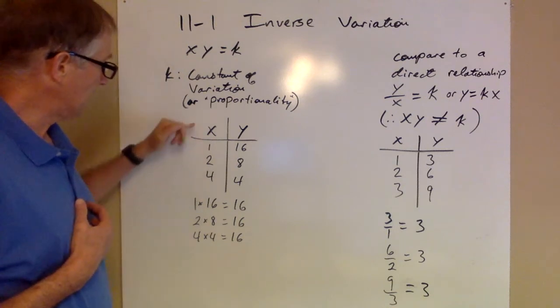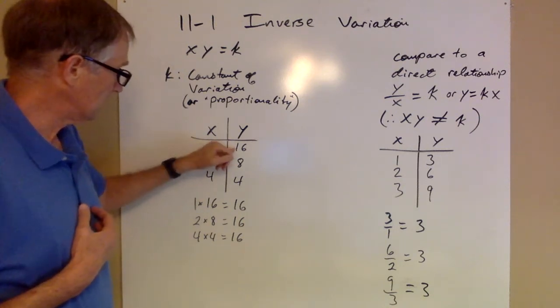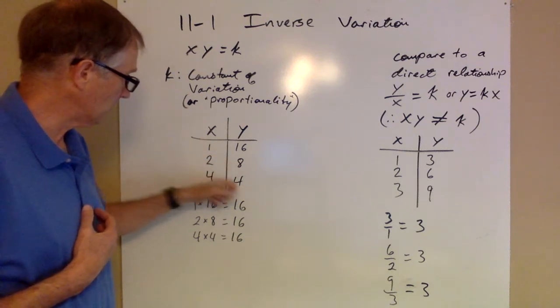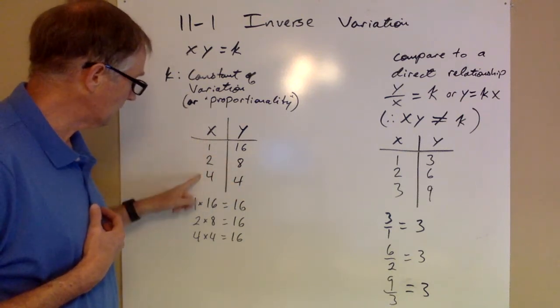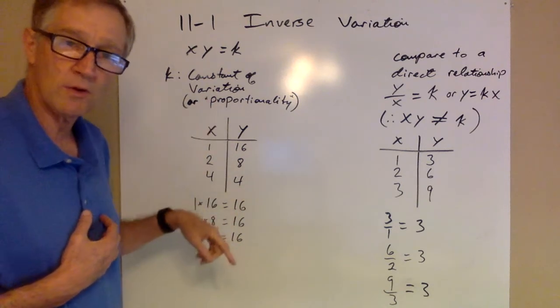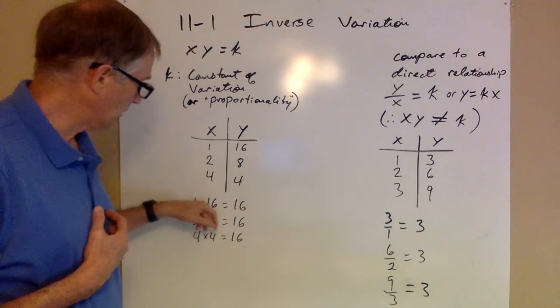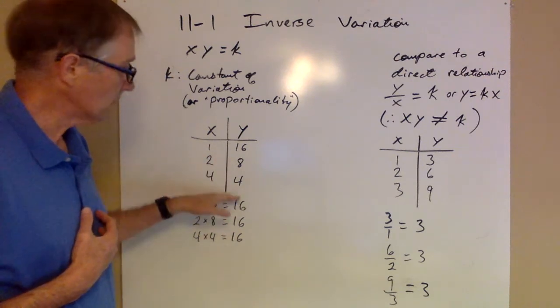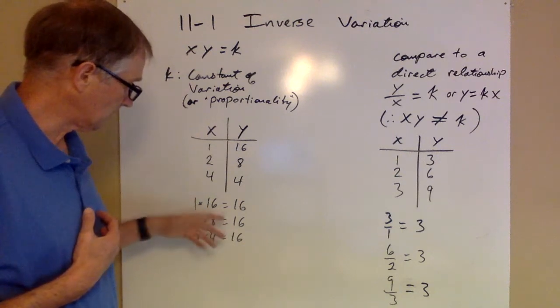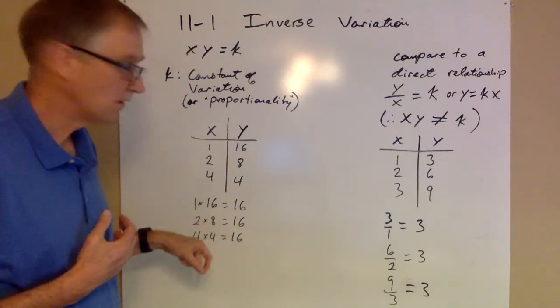So for example, if I have x equal to 1, y equal to 16, x equal to 2, y equal to 8, x equal to 4, y equal to 4, notice that as x goes up, y goes down. As one goes up, the other one goes down. But if I multiply x times y, I get the same number. 1 times 16 is 16. 2 times 8 is 16. 4 times 4 is 16.